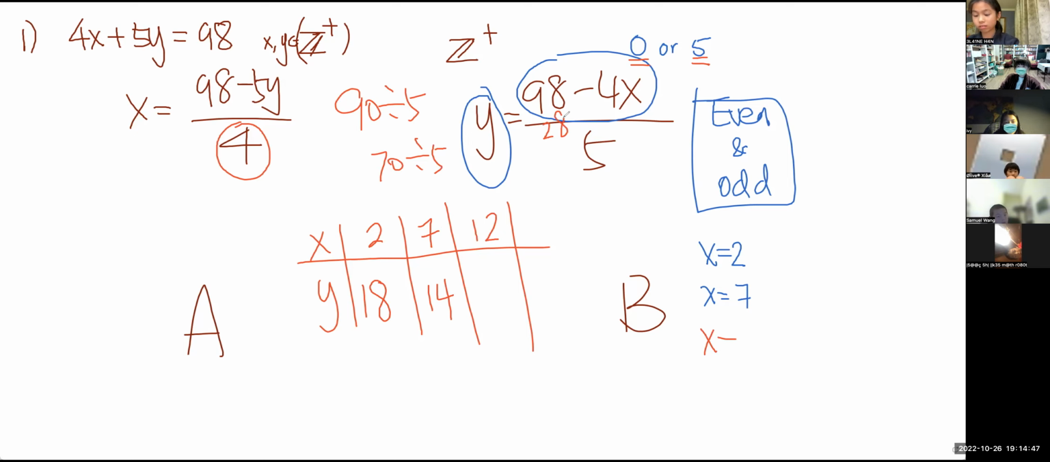Yeah, okay, 48. Today I'm not in very good mode, I think. So 12 times 4 equals 48. So 48 minus 98 is 50. So 50 divided by 5 equals 10. So it's 12 and 10.